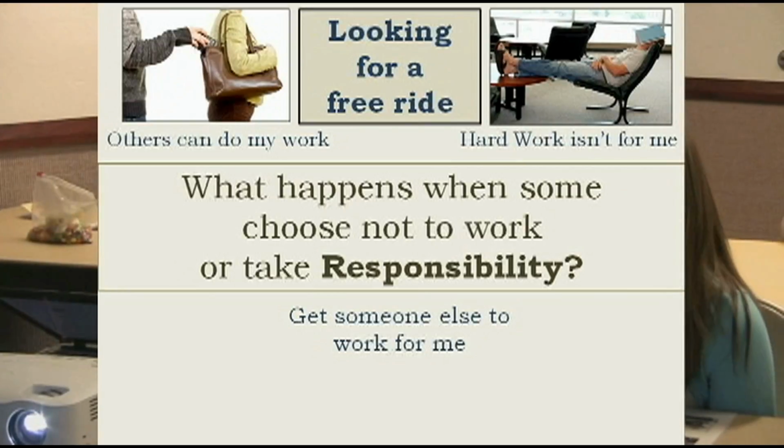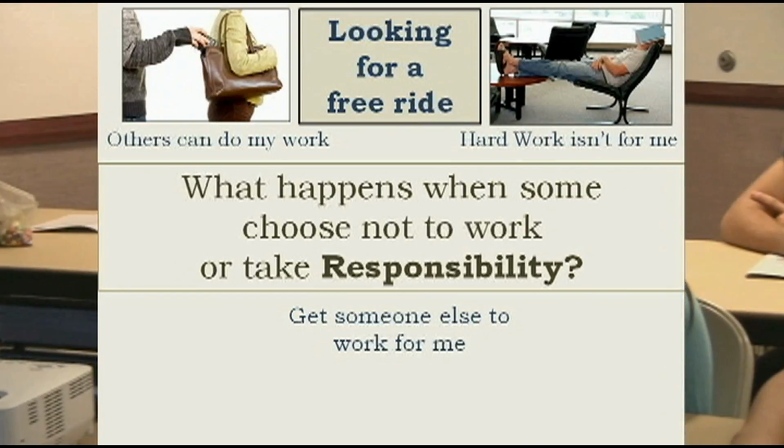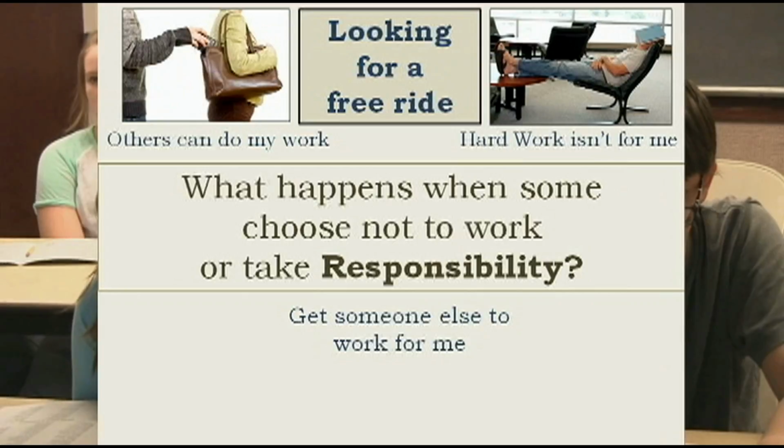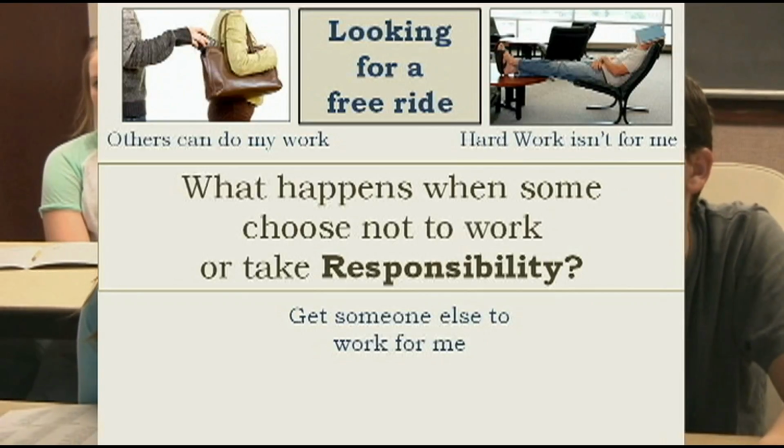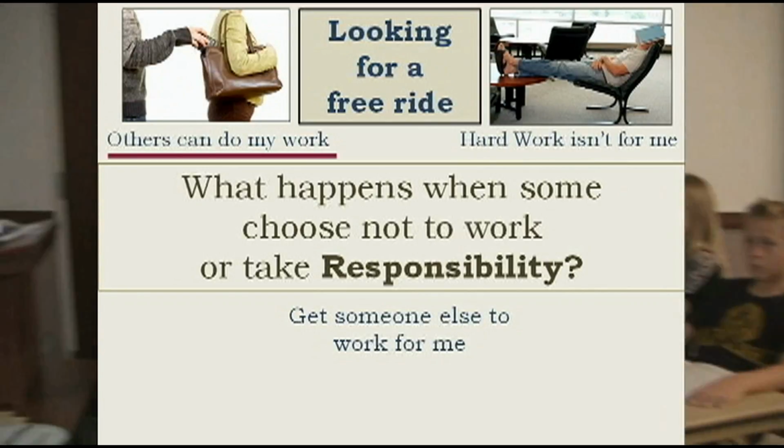There are those who are looking for a free ride, who have in mind, well, others can do the work. I'm not going to. Hard work isn't for me. Have you ever heard anyone say that before? And the older you get, the more you hear it. Get someone else to work for me. So what happens when some choose not to work or take responsibility? This is another very huge question in our country today. What are we going to do about those who choose not to work?